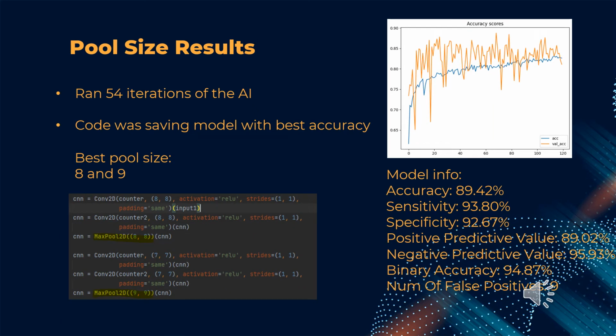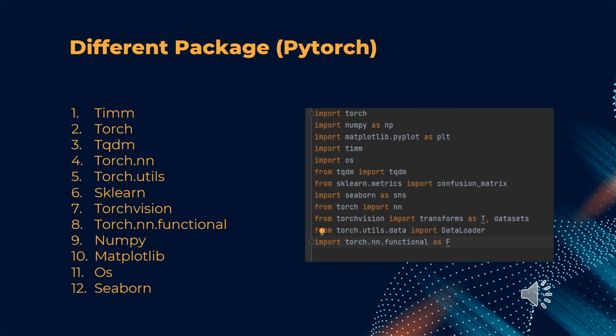Okay, so much like the kernel size results, our pool size results, we also ran 54 iterations of the AI, except this time we saved the model with the best accuracy instead of the best loss. And everything else was the same, so our best pool size that we calculated was 8 and 9. And here are the different packages for PyTorch.